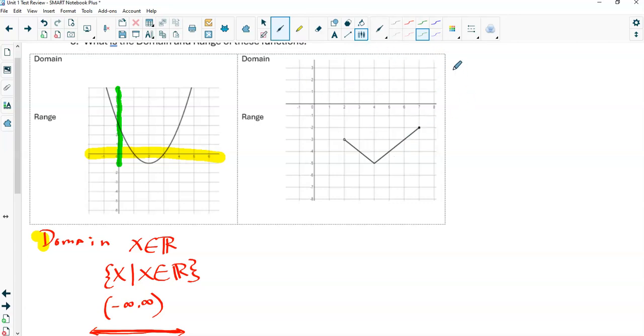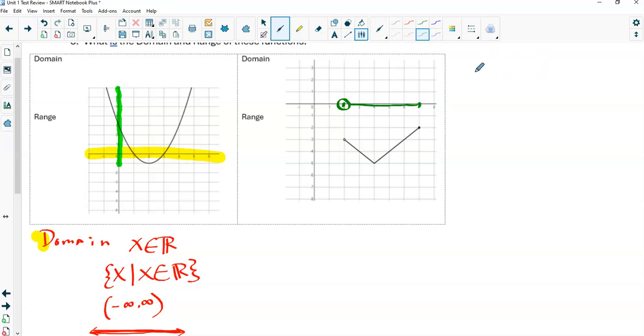For the domain, I'm going to write my domain right here. Remember, it's my x-axis, so it goes from here to here. However, this circle is open, so I'm going to put a big open circle, and then it goes to here. Notice my graph already here.